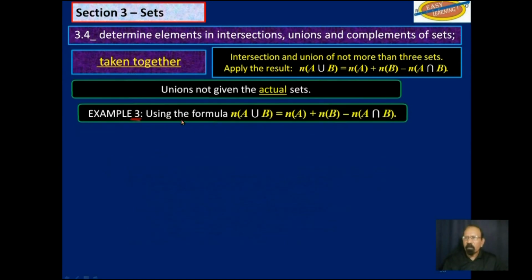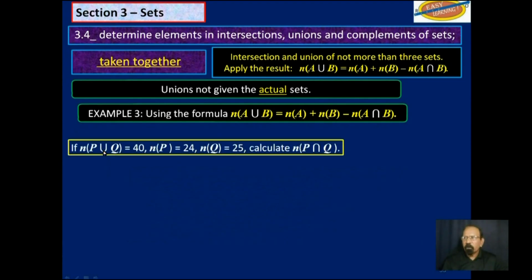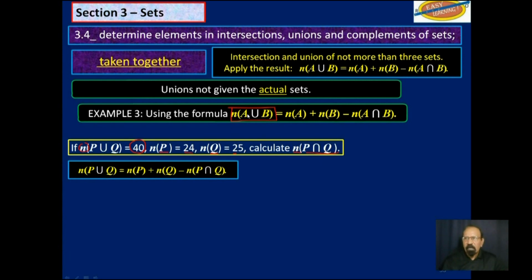So we will look at one final one using this formula. If you know that the cardinality of P union Q is 40, and that of P by itself is 24, and of Q by itself is 25, calculate the cardinality of P intersection Q. In this case, we will need to change the subject of the formula. The subject of the formula here is n of A union B, or P union Q. So we need to change the subject of the formula. So this is the formula, this is the subject, which we were finding all along the line. But now we know that. We also know this, and we know that. We want to find this.